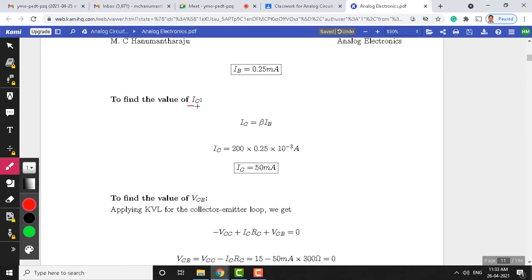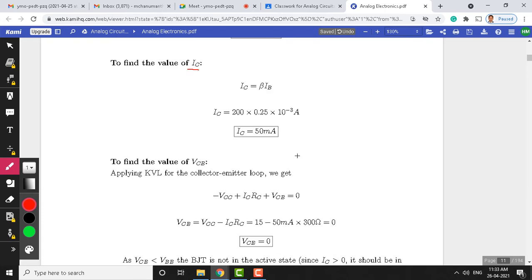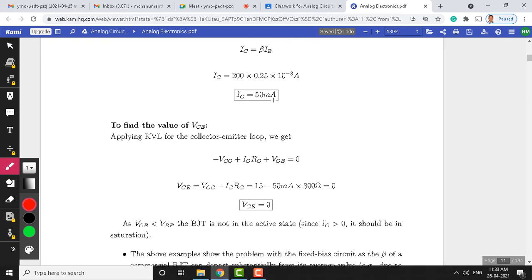Now, the collector current will change because of the change in the beta value. So, IC is equal to beta times IB. Beta is now taken as 200 instead of 100 here. So, IB is fixed here, which is 0.25 milliampere. So, the IC value we got is 50 milliampere.